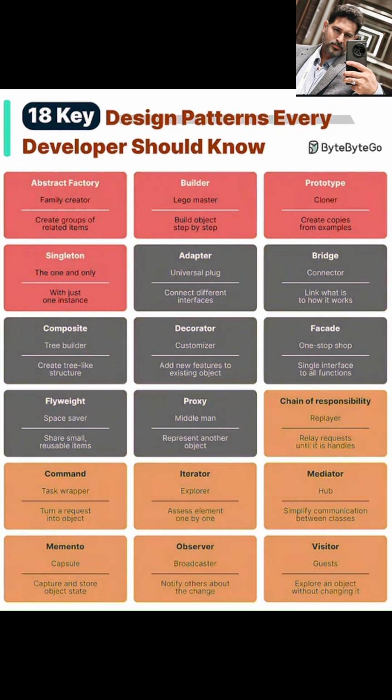Moving on, we have the Singleton, the one and only. This pattern ensures that a class has only one instance and provides a global point of access to it. Think of it like a central configuration manager, you only need one, and everyone knows where to find it.